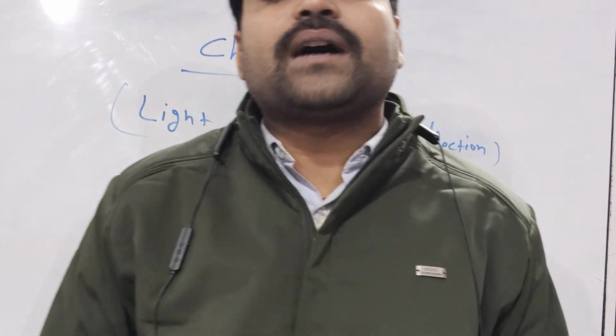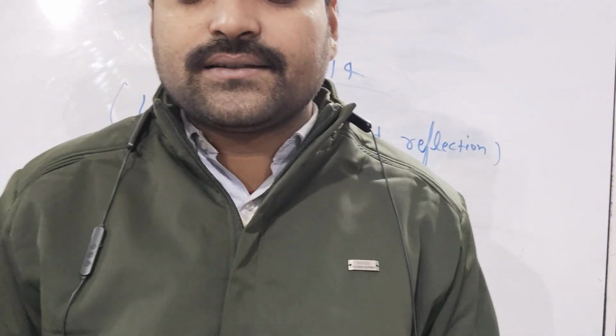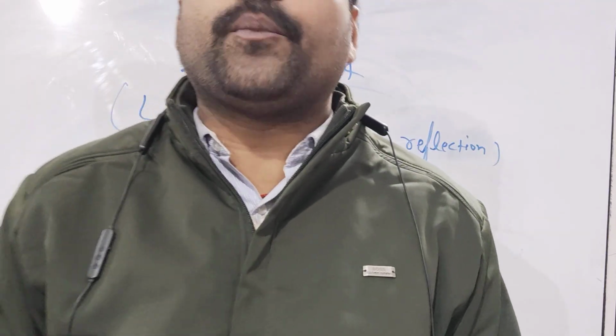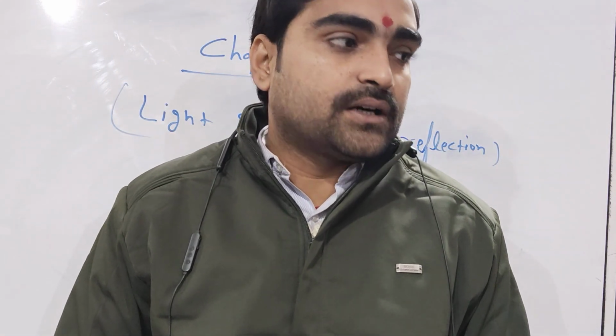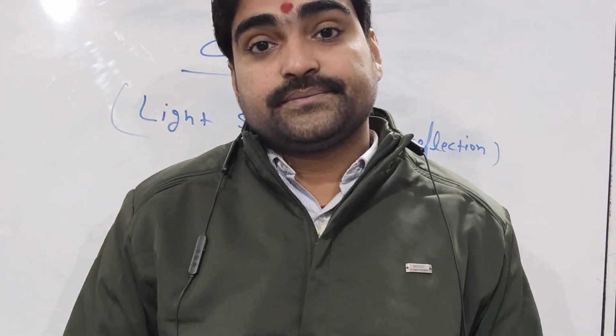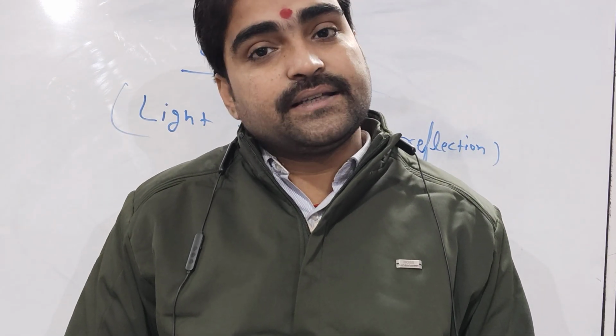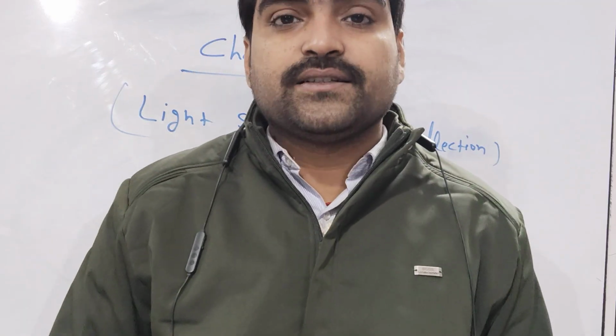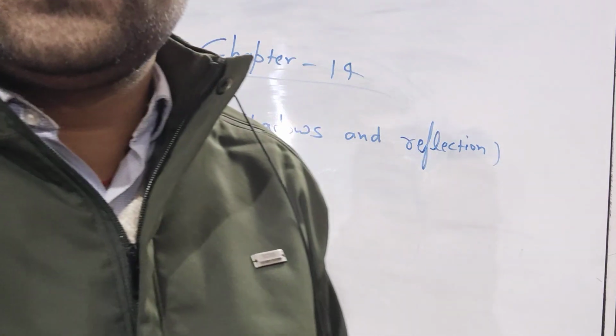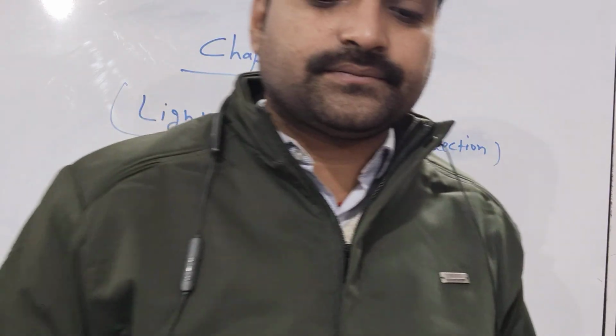Okay, shadows are always black irrespective of the color of the opaque object. Shadows do not depend on the color of the object. I already told you, a shadow is always black in color. Okay.